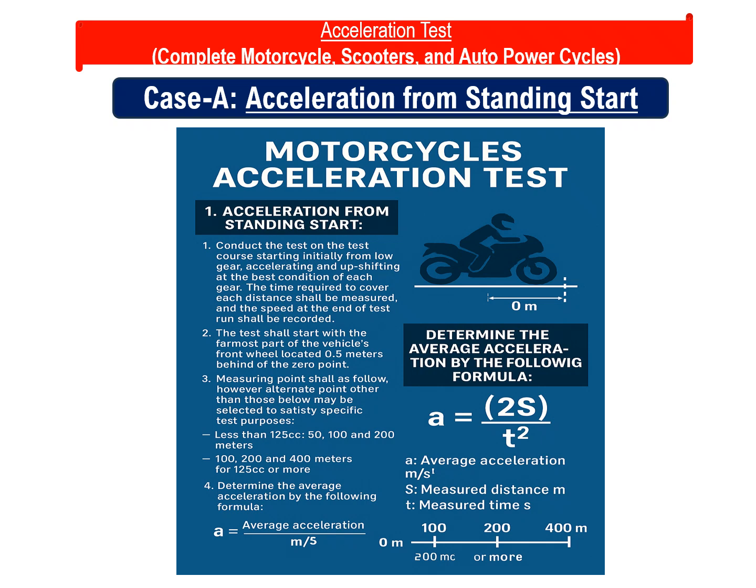This infographic explains the complete testing procedure for case A, that is acceleration from the standing start. The acceleration will be calculated by A = 2s / t², where A is average acceleration in meter per second square, s is measured distance in meters, and t is time in seconds. Now we shall go into the details of this test.